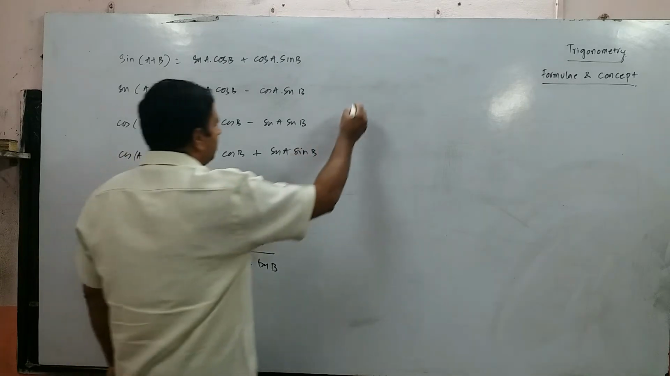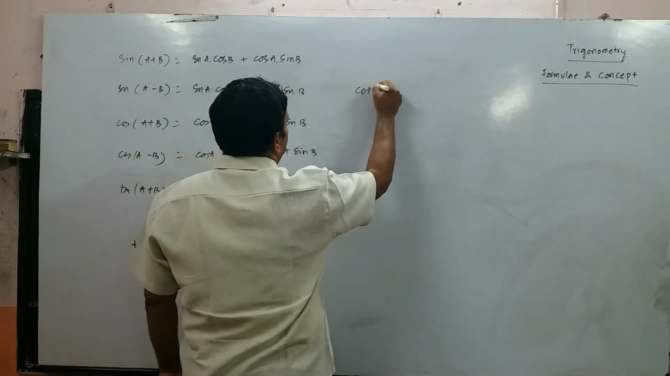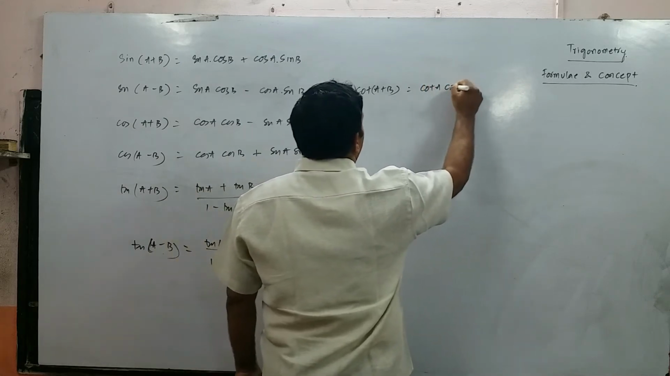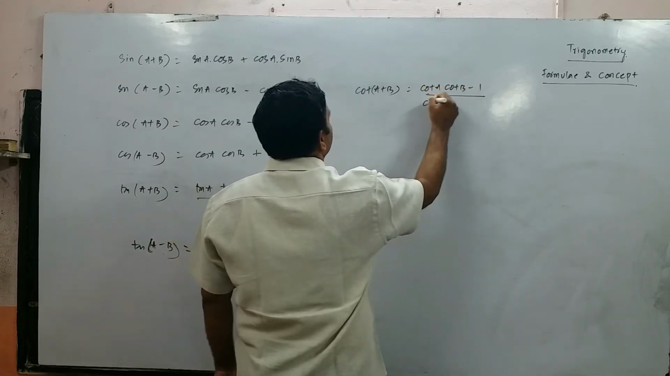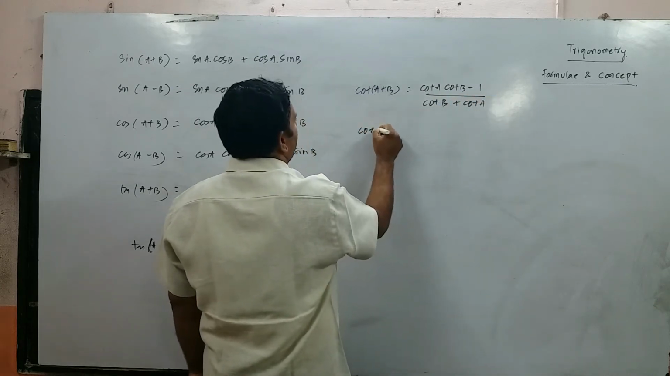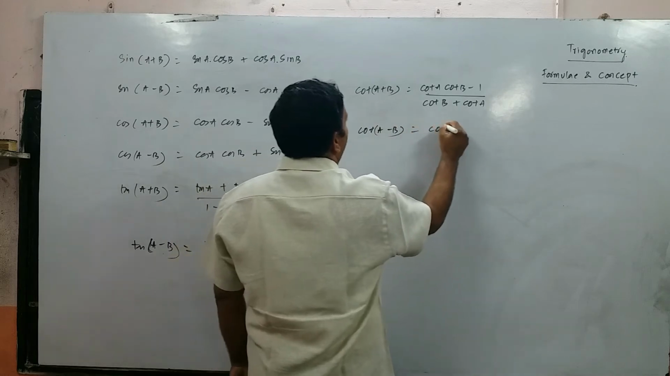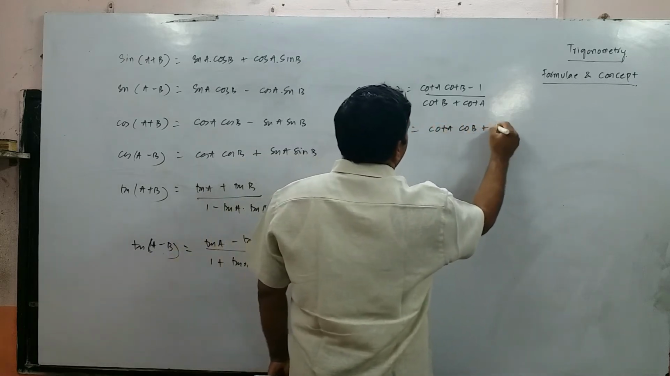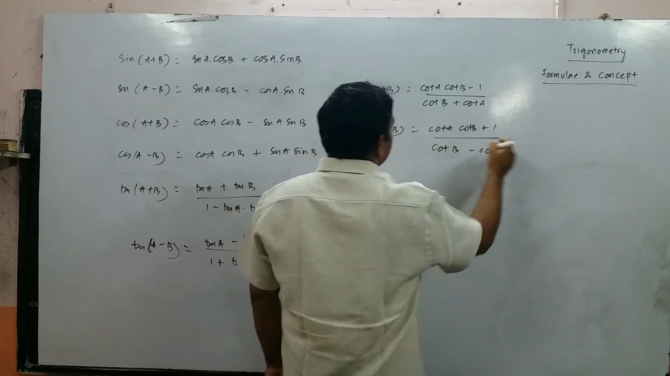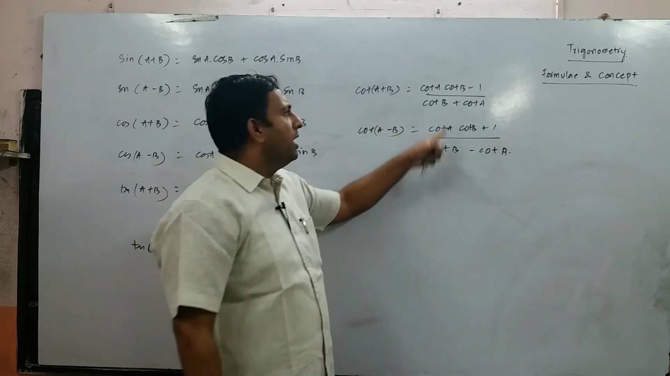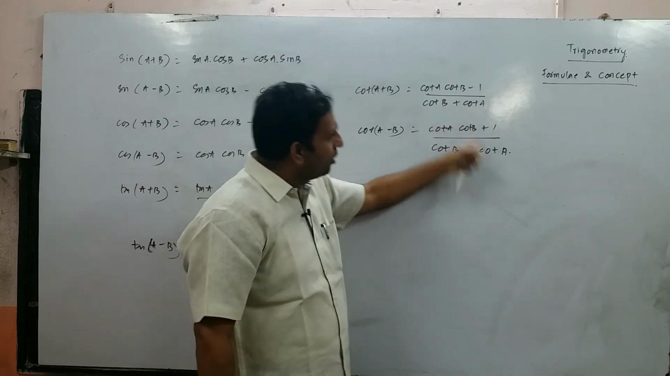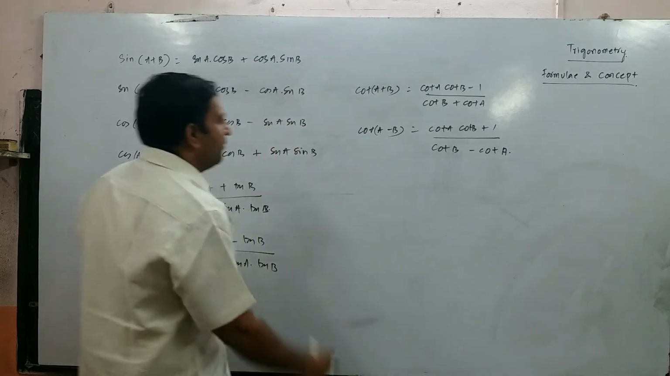Next, if I ask you cot of A plus B, cot of A plus B is a little bit different. It is cot A cot B minus 1 by cot B plus cot A. And if I write cot of A minus B, it is cot A cot B plus 1 by cot B minus cot A. Alright, because you are going to get cot B minus cot A here, I wrote cot B plus cot A. I did not write cot A plus cot B. Because it is cot B minus cot A, I wrote cot B plus cot A. So that observation you need to have.